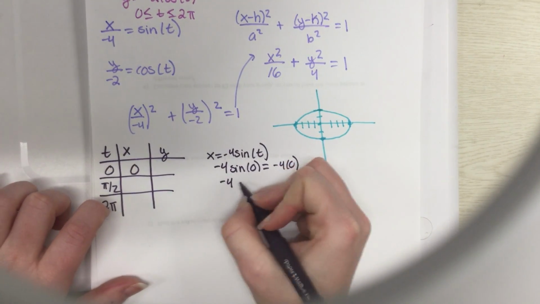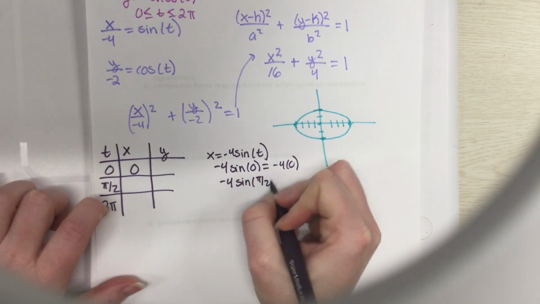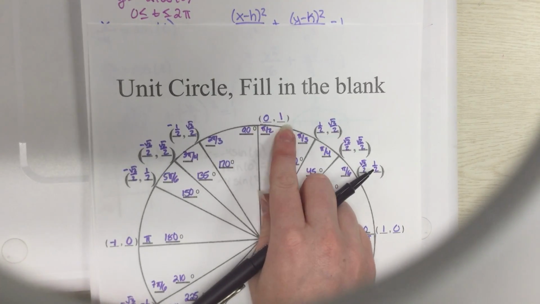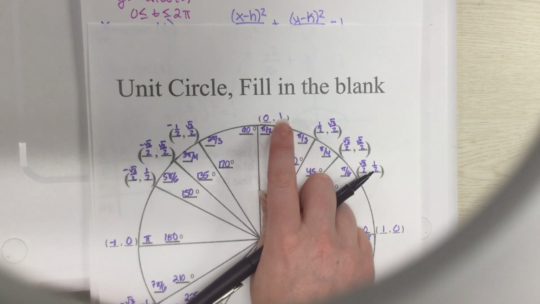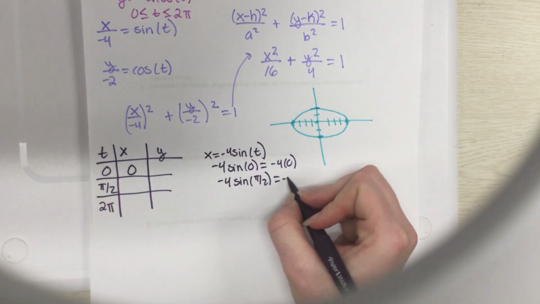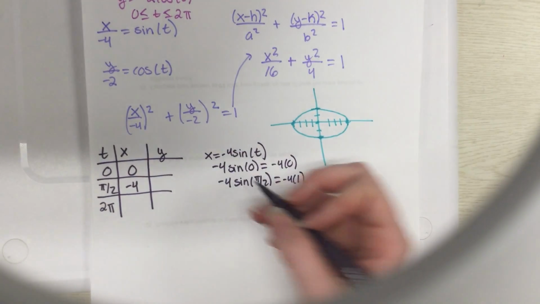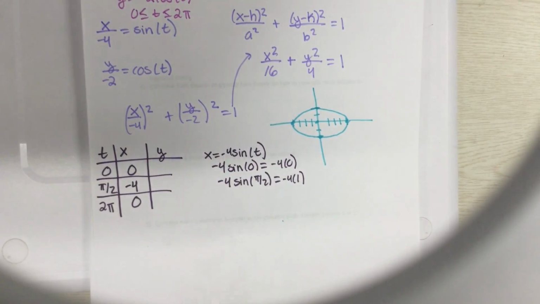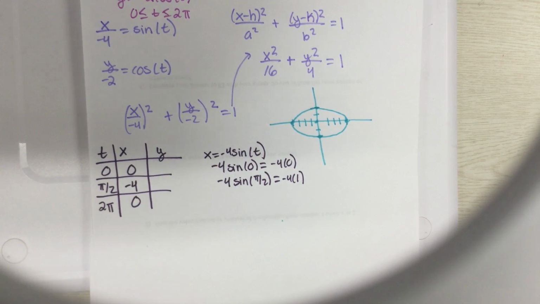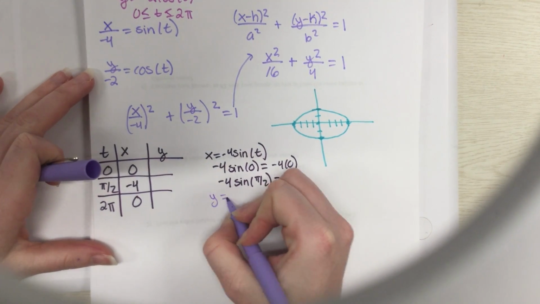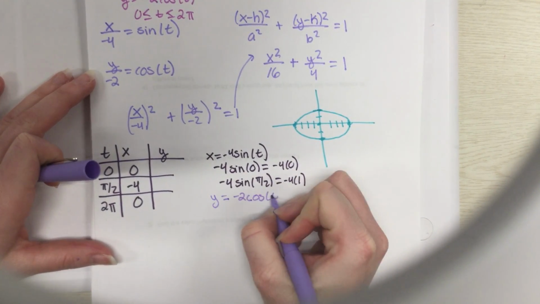Then we're going to do -4 sine of pi over 2. I go over to pi over 2, and sine, the y value, is 1. So I have -4 times 1, which would just come out to be -4. We go back to 2 pi. Remember, 2 pi and 0 are the same thing, so put that there. Now we have to do the y value, and we know y is equal to -2 cosine of t.